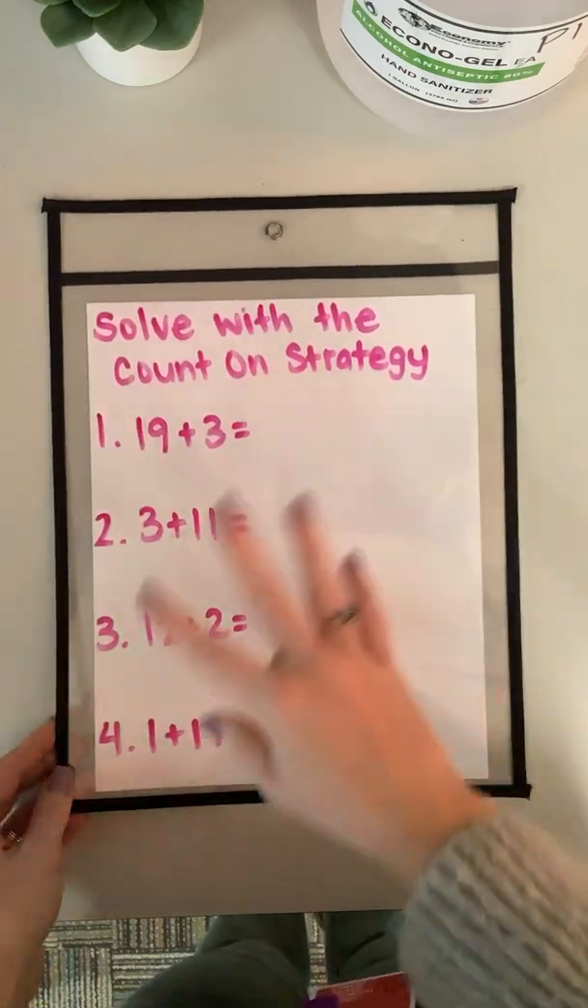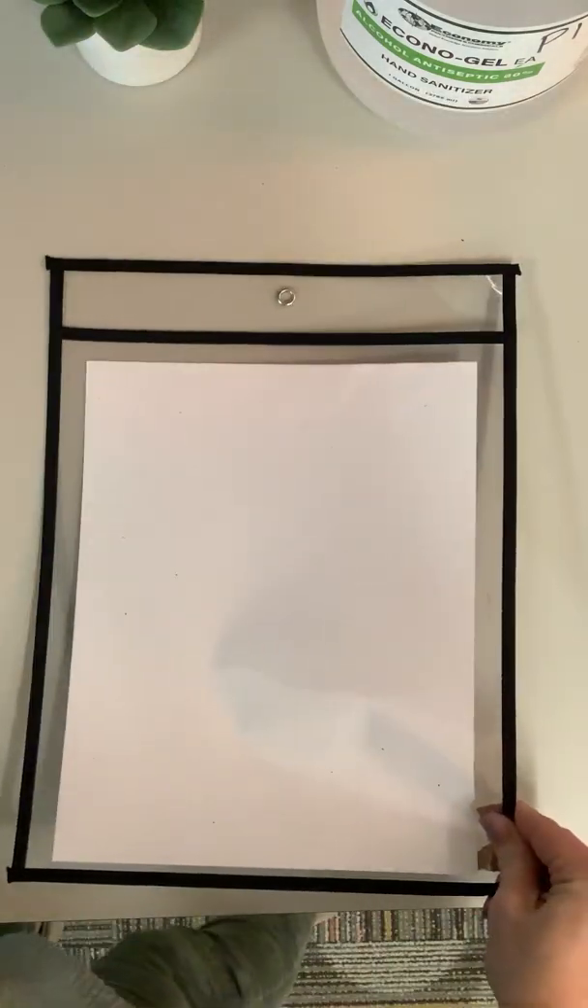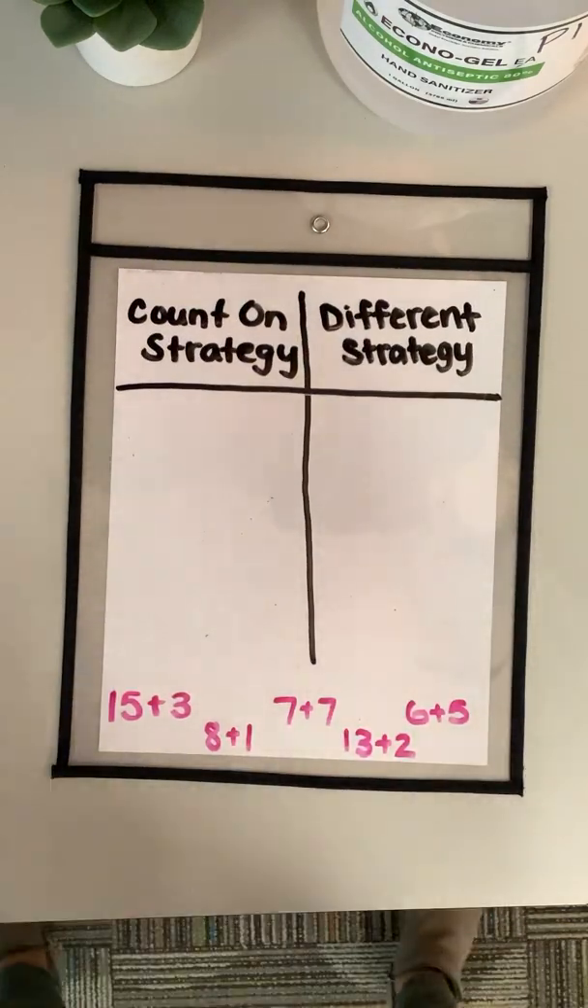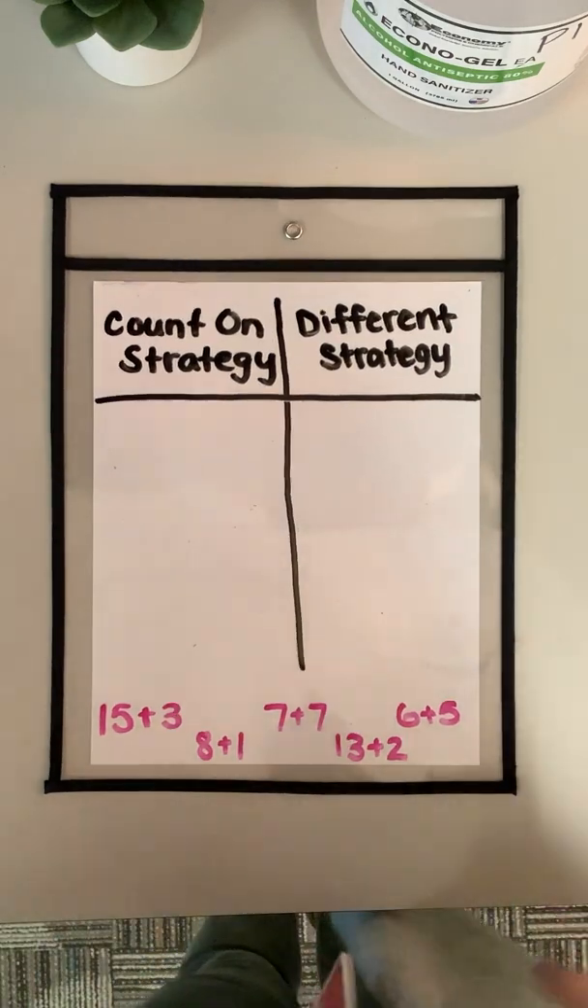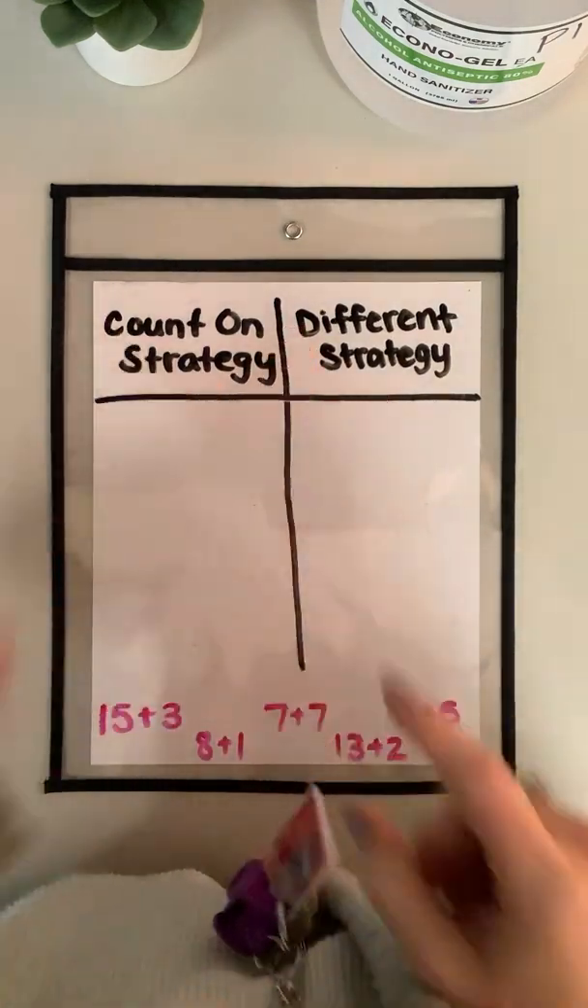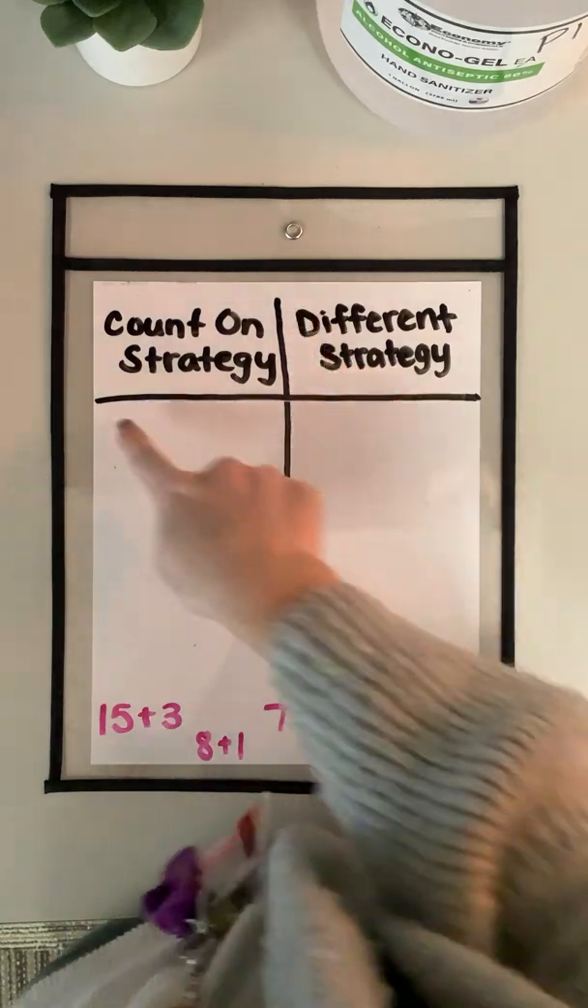After your paper looks just like mine, I need you to flip your paper over to the back. Once your paper is flipped over to the back, I want you to make the back of your paper look just like mine. We're using a T-chart. Remember, a T-chart helps us organize data. So you're drawing a T-chart.